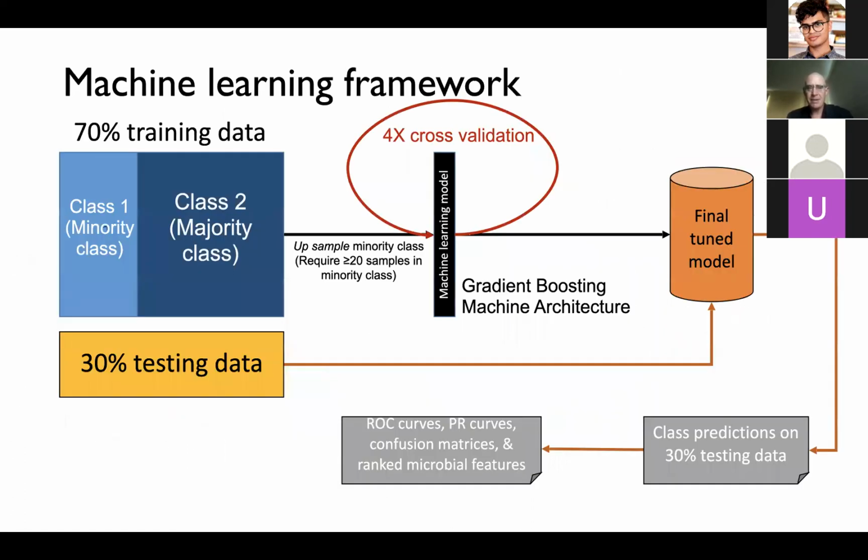So this is just a picture of Greg's machine learning framework, including fourfold cross-validation and a gradient boosting machine architecture. The final tuned model was then used to do class prediction on testing data that had been left out of the training data set, and then used to produce ROC curves, PR curves, confusion matrices, all the rest of the stuff that you'd expect.